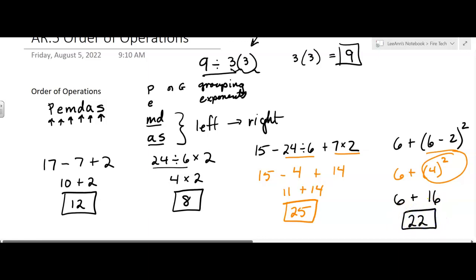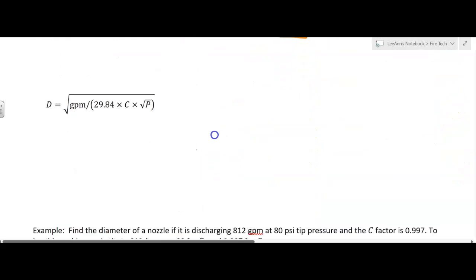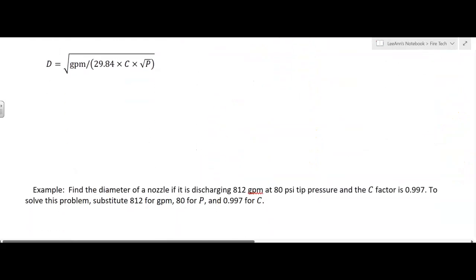There'll be some problems for you in the quiz so you can practice. Now here's the scary formula one. Now there's good news.